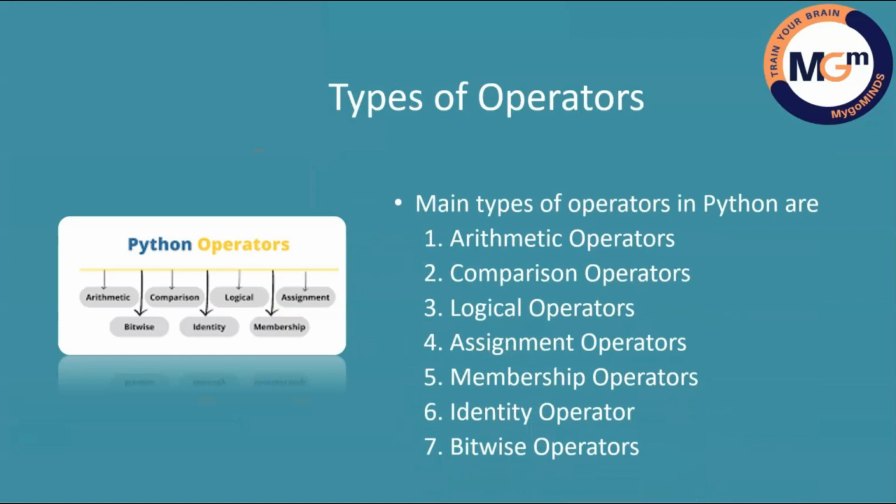In Python we have many types of operators. The main types are arithmetic operators, comparison operators, assignment operators, logical operators, membership operators, identity operators, and also bitwise operators. So let us deep dive into these operators.